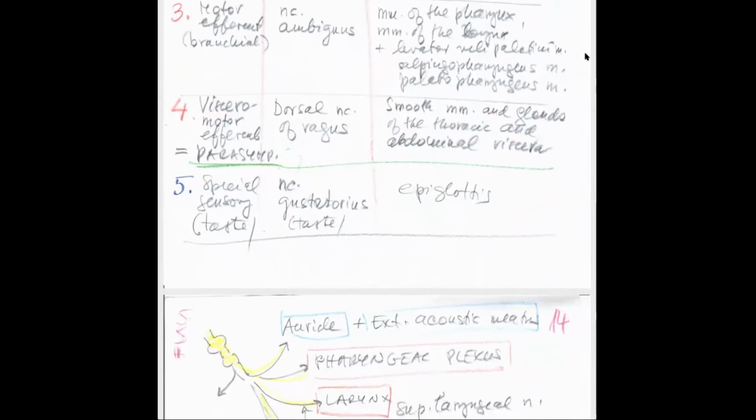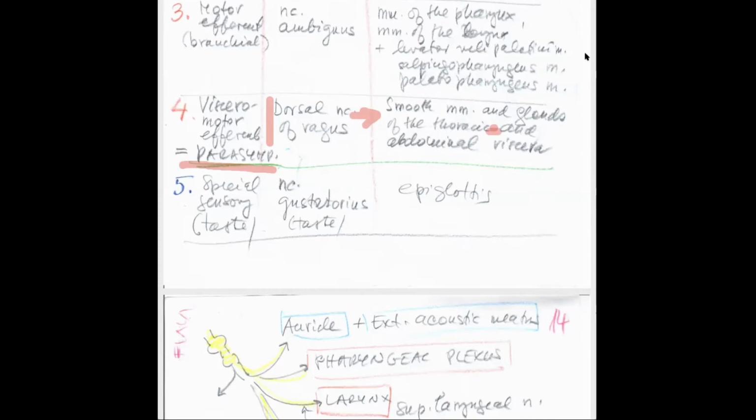Yes. This one is again parasympathetic as the visceromotor efferent. It has its own nucleus, dorsal nucleus vagus, innervating smooth muscles and glands of the thoracic and abdominal viscera. So this is the general name, because it innervates all the systems of the respiratory, the cardiovascular, urogenital, gastrointestinal. So that's why we use that, just the thoracic and abdominal viscera.